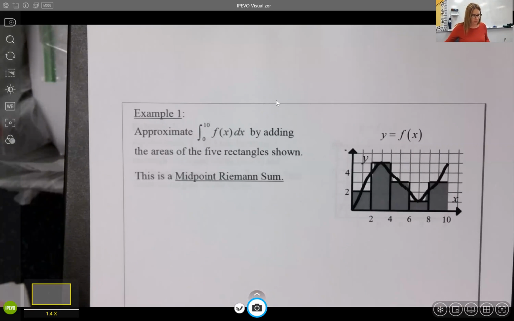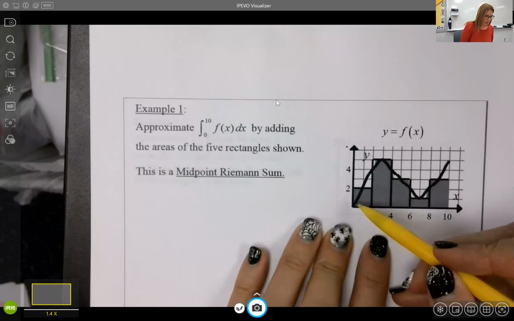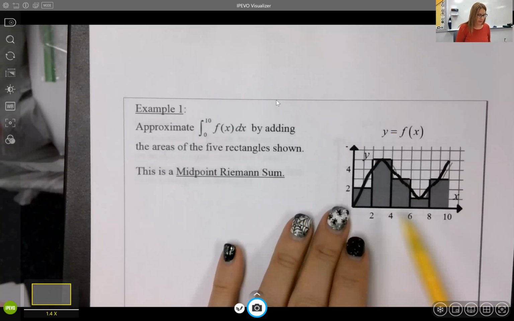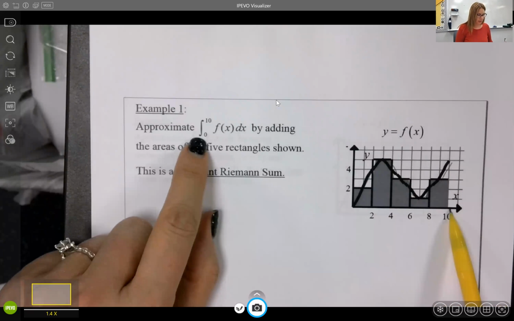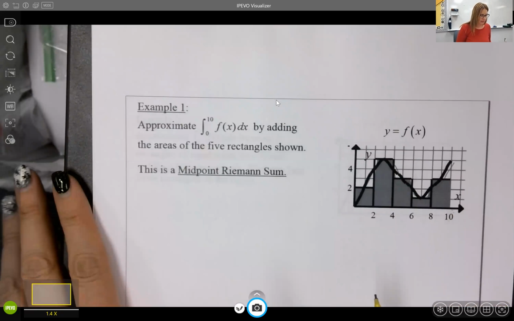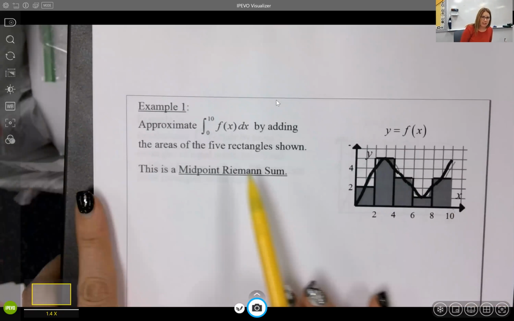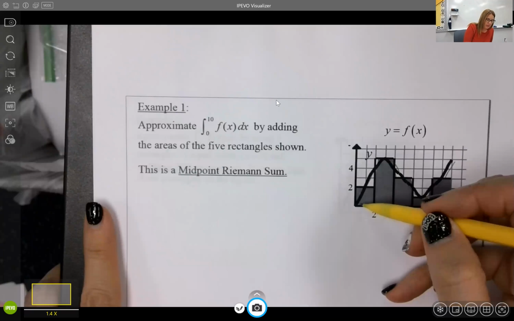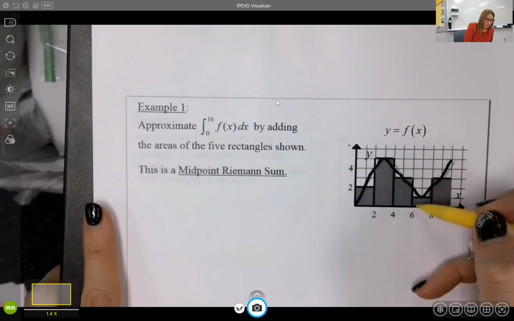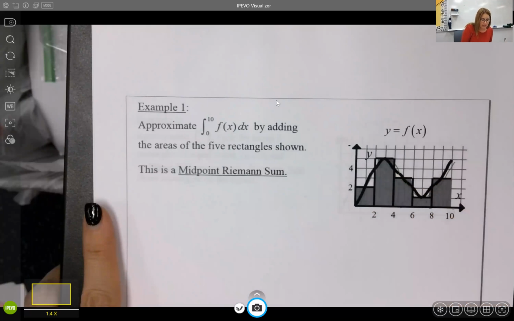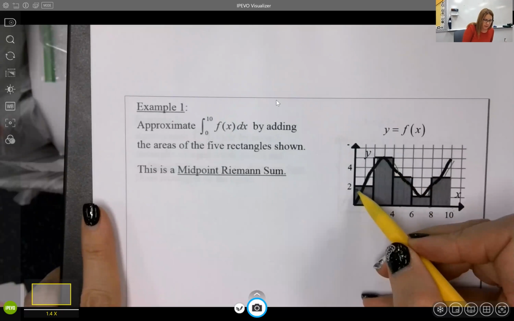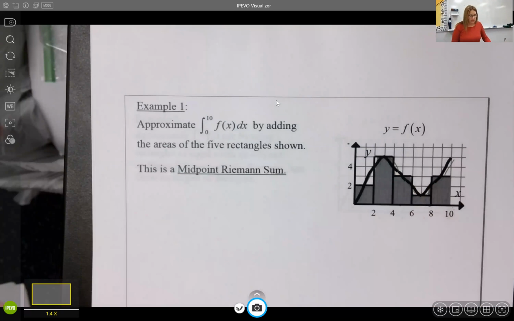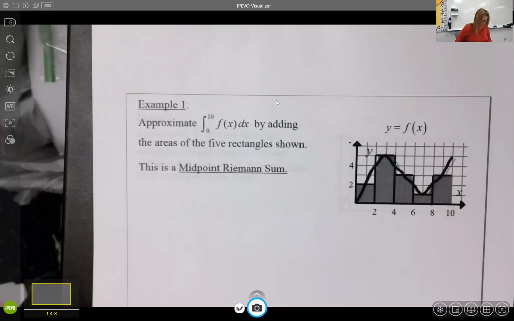So the first example, let's say we have this graph right here, and I want to know the area from 0 to 10. The way that I show that is by an integral. So I have the integral from 0 to 10 of f of x, and I'm going to approximate this by adding the areas of the 5 rectangles. See how there's 5 rectangles that, if I colored them in, would be that area. And you can see that sometimes it goes over and that's not included, but then sometimes it's under and that should also be included. So it's kind of an estimation, it's not exact, okay?